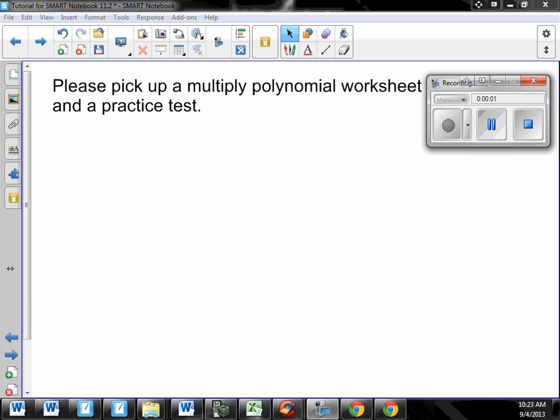Quick review on addition, and then we're going to work on some multiplication. You have 2 assignments you're going to work on tonight, and then tomorrow we're going to do the practice test. Your test will be Friday.